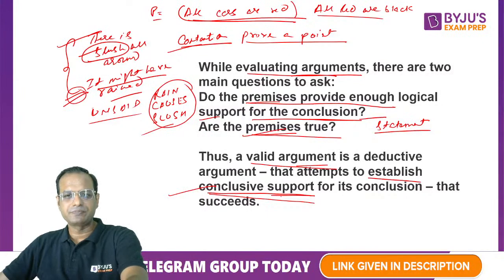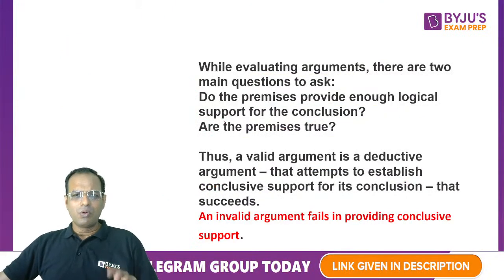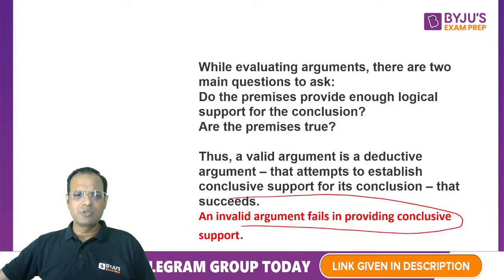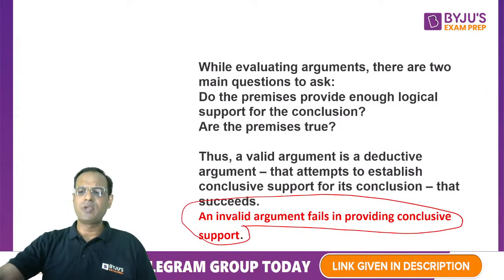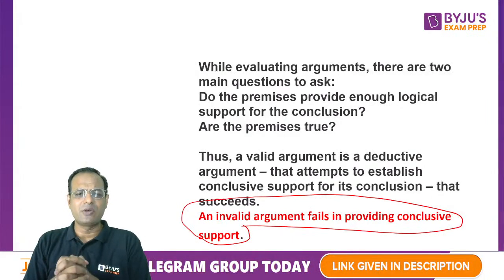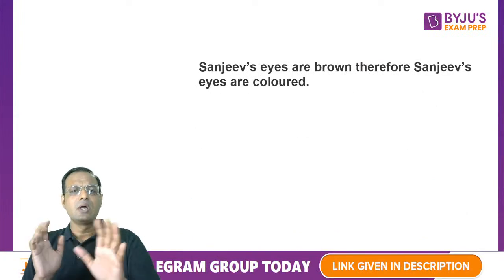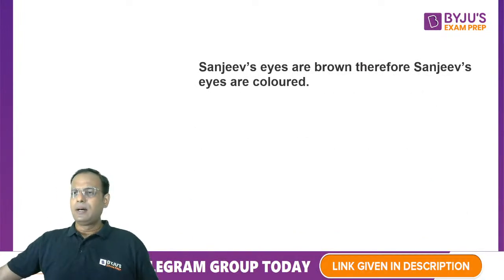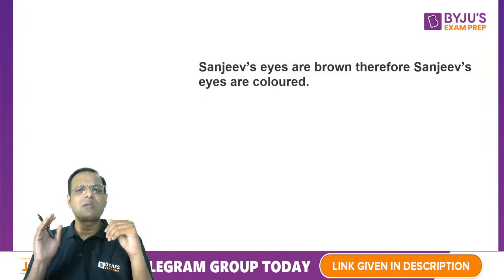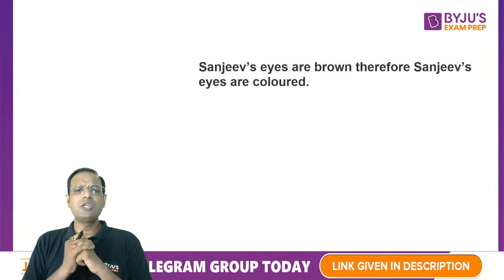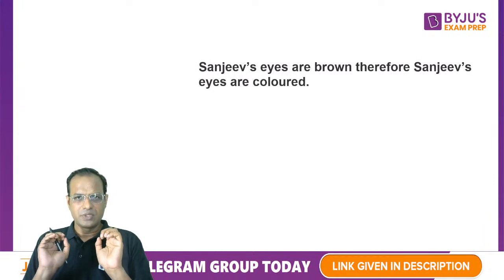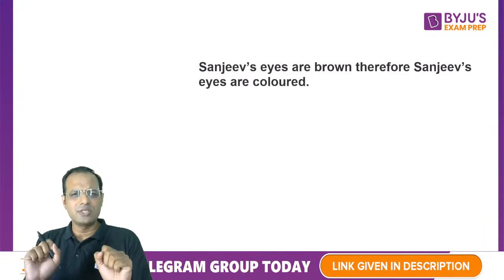That is number one. Now, an invalid argument fails to provide a conclusive support. This is just the opposite of what we have seen. अगर argument invalid होगा, तो वो support नहीं करेगा, वो conclude नहीं कर पाएगा, right? And we will try to understand it with the help of an example. Now, suppose I say Sanjeev's eyes are brown, therefore Sanjeev's eyes are colored.